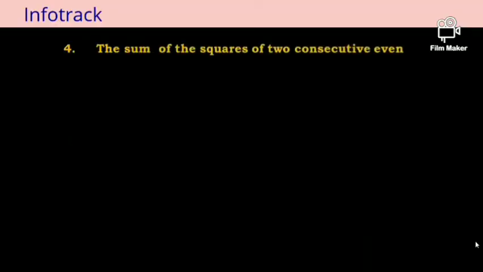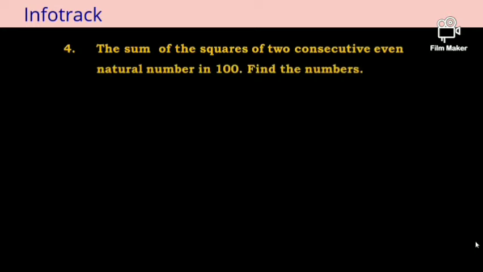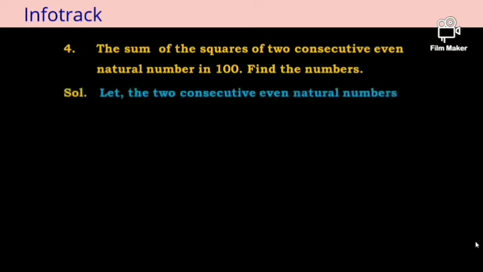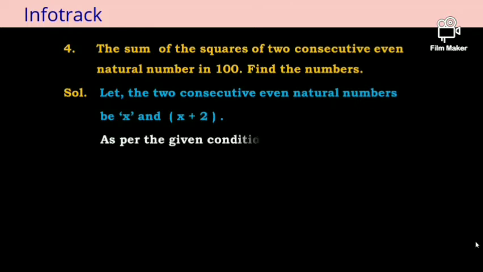Children, let us see one more problem. Here the sum of the squares of two consecutive even natural numbers is 100. Find the numbers. Clearly it was given the sum of the squares of two consecutive even numbers. You know very well the difference between two consecutive even numbers is 2. That's why I have taken the required numbers as x and x plus 2.